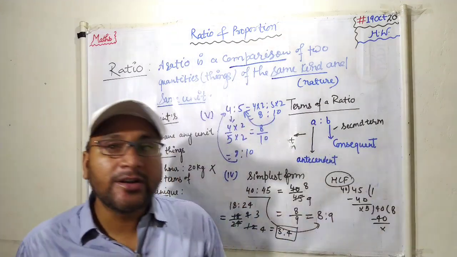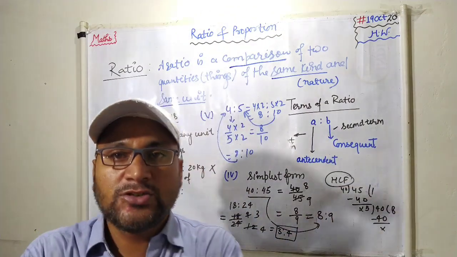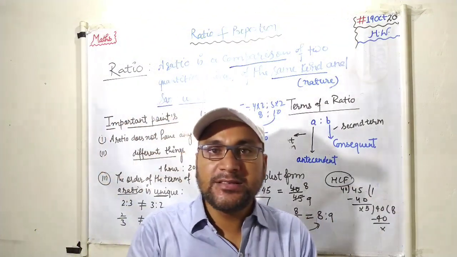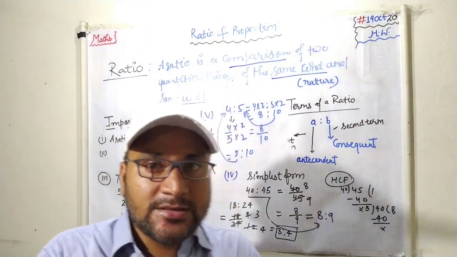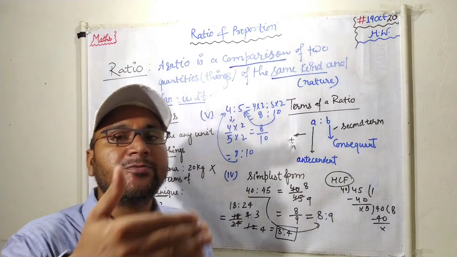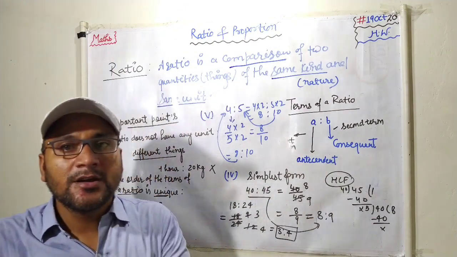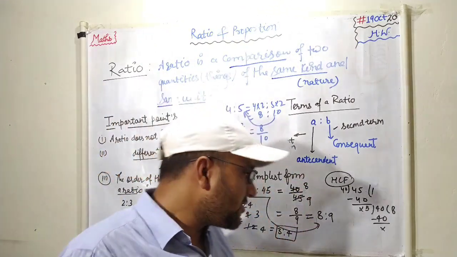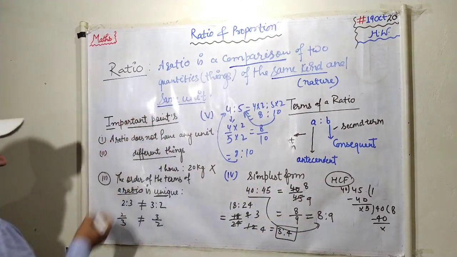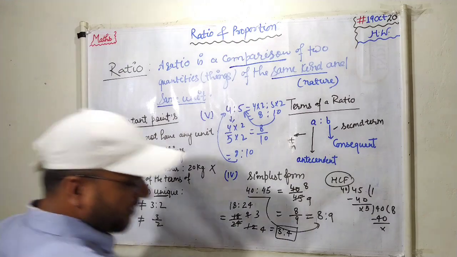The quantities which you are comparing, if they are in the same unit, then only you will compare them. Otherwise, if they are of the same nature but in different units, first you change them into the same unit, then you will write them as a ratio. Suppose, I want to show you one example for this.